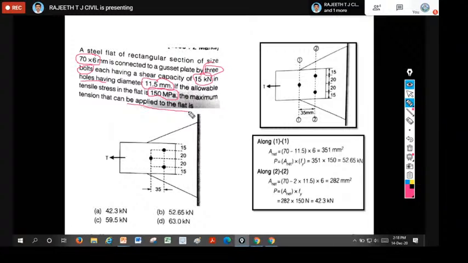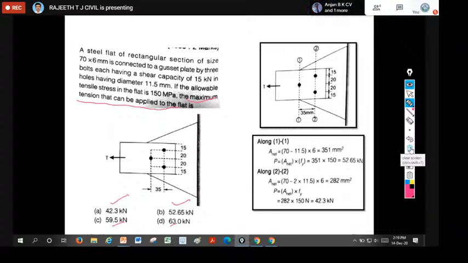In this problem, they have given that the plate is connected to the gusset plate using 3 bolts. The bolt diameter is not given here. They directly give the bolt hole size, that is 11.5 millimeter. The plate has 70 mm width and thickness of 6 mm. With respect to the plate, they have given the edge distance and pitches, and the edge distance and gauge distance, all the distances are provided in the drawing. So what we need to do here is find the maximum tension we can apply on the flat. The options are 42.3, 52, 59 and 63.